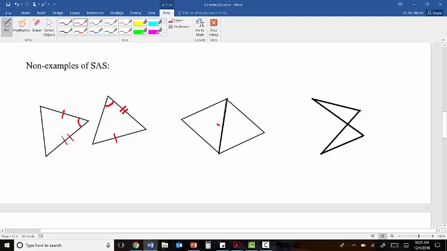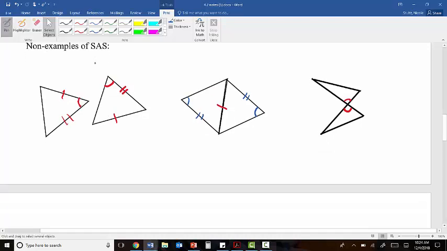Remember that you need to put your own markings here and here, so I will not be marking those for you. And then I would put tick marks here and here, but I'm going to put the rainbows right here and right here. So both of these triangles are not SAS. They are SSA, and that's not good. So that would not be SAS.